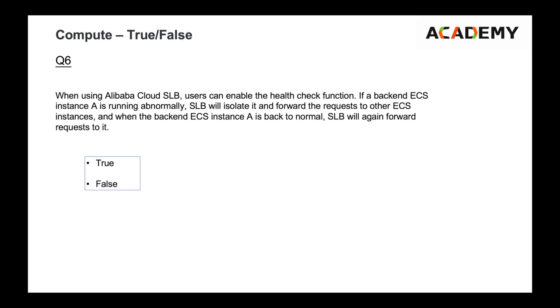Question 6, we have a true or false. When using Alibaba Cloud Server Load Balancer, users can enable the health check function. If a backend ECS instance A is running abnormally, SLB will isolate it and forward the requests to other ECS instances, and when the backend ECS instance A is back in a normal state, SLB will again forward requests to it. Is this true? Can SLB perform health checks, and can it take a server out of the SLB server group and then place it back in once it's healthy?